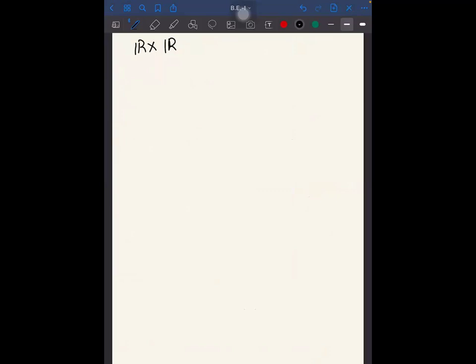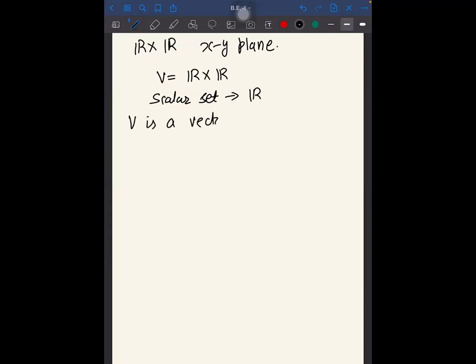Yes, it's nothing but the whole XY plane, right? So now, given that this is our V set, R cross R, and the scalars will be from R, so there will be two sets. The scalar set is R. So what do we need to prove? We need to prove that V is a vector space over R. This is your V, this is your R.